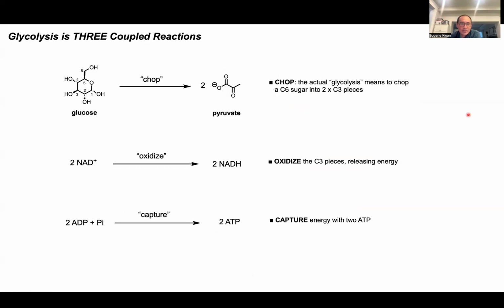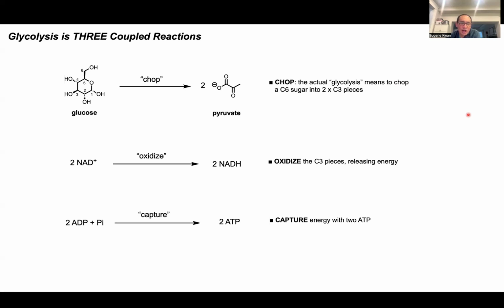Okay, so I think a better way to think about glycolysis is that it's three coupled reactions. So the actual glycolysis part, if you think about the word glycolysis, means basically just to split or chop up glucose, right? And glucose is a six carbon sugar, and we're chopping into these two identical three carbon pyruvate pieces. So that's the chop part of glycolysis.